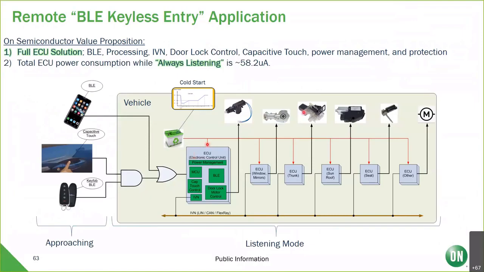So cars have a bunch of ECUs, electronic control units that control your windows, your trunk, your roof, your seat, and so on. Well, this one controls your door lock. And you want to be able to open your door lock either directly with a phone through BLE, or with a cap touch on your door handle and your key fob, which has BLE in it. So that was basically the idea.